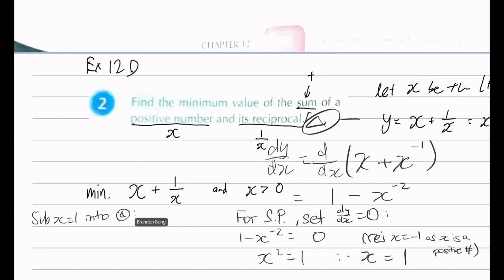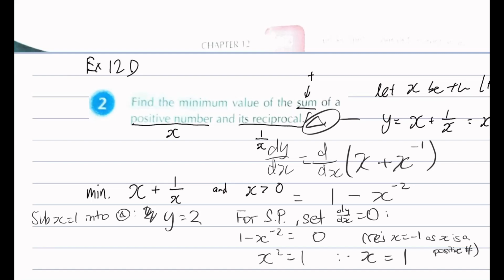Then I just said 1 plus 1 over 1, 2. Yes. y equal to 2. So now y equal to 2. Yeah. So that is the minimum value already.